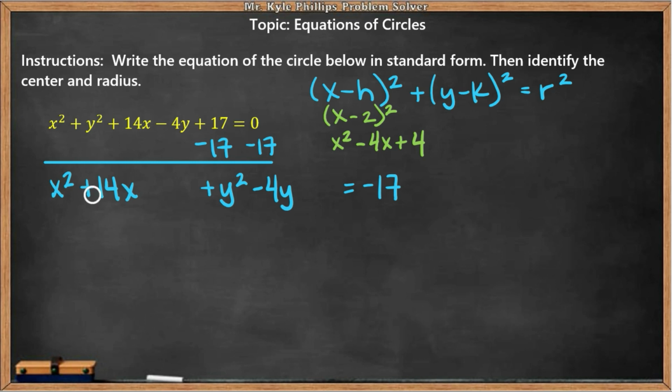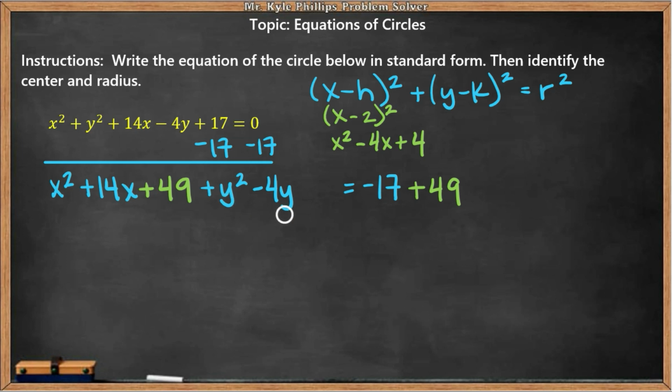So I'm going to say, okay, what's half of 14? That's 7. What's 7 squared? That's 49. So here I'm going to add 49. Now remember, anytime you do something to one side of the equal sign, you have to do it to the other because that's called balancing an equation. That's why you learned that phrase when you were in middle school. So here we're going to add 49.